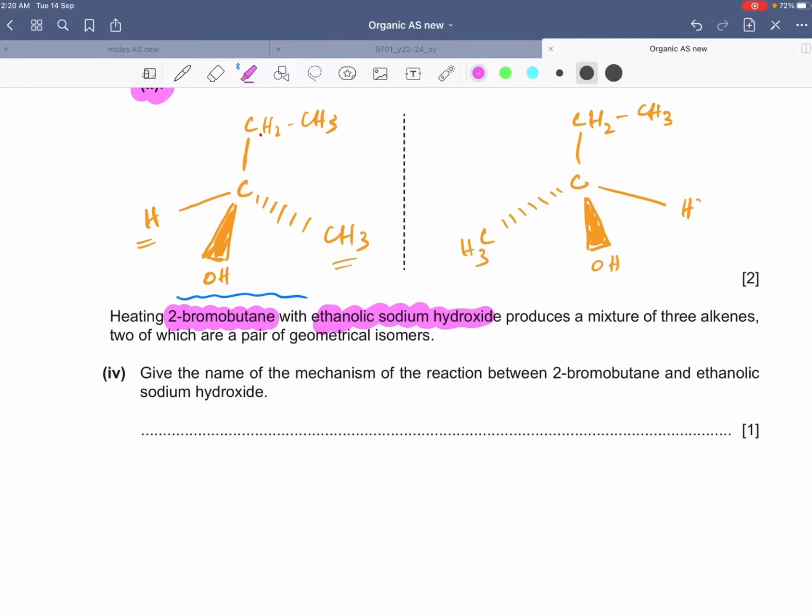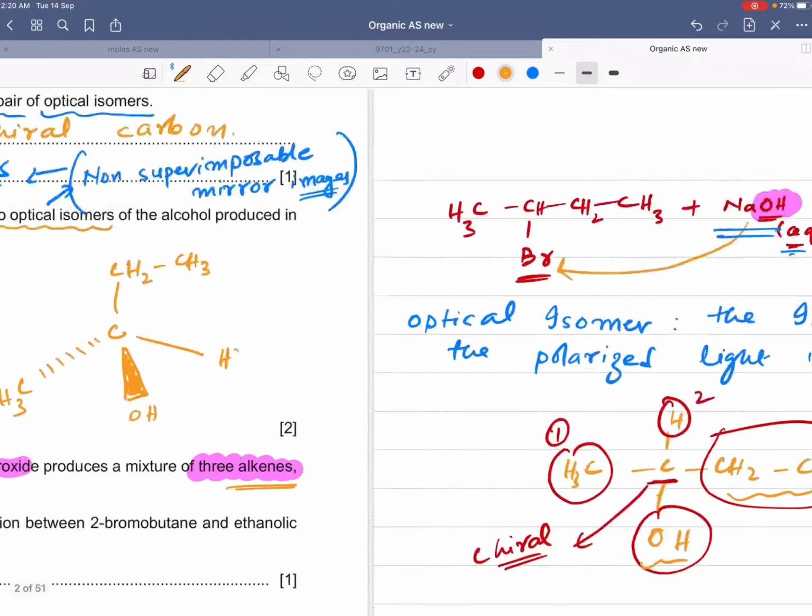So heating the 2-bromobutane with ethanolic sodium hydroxide produces a mixture of 3 alkenes, right? 2 of which are a pair of geometrical isomers. So now they are reacting 2-bromobutane with ethanolic sodium hydroxide, and this time we are getting alkenes, and not just 1 or 2, we are getting 3 alkenes, right?